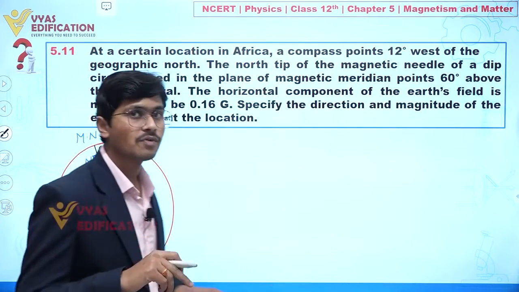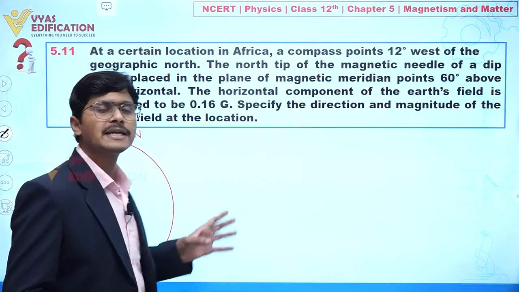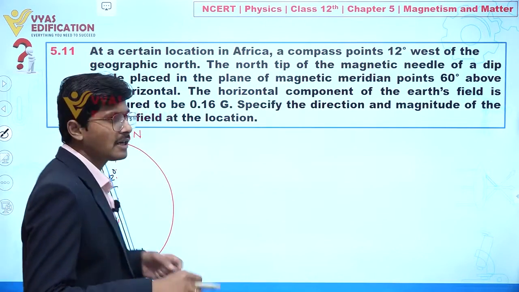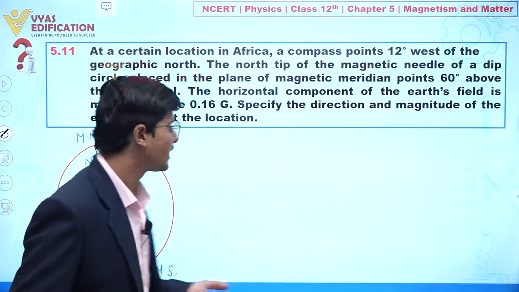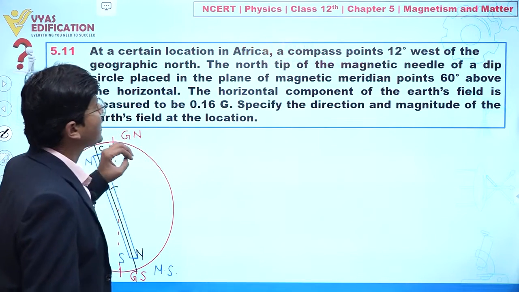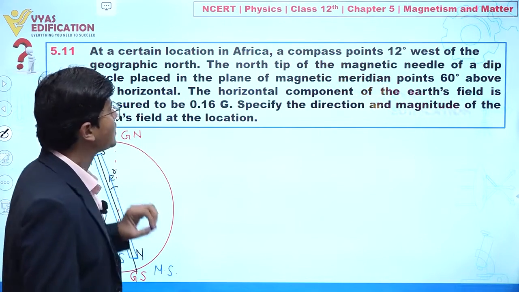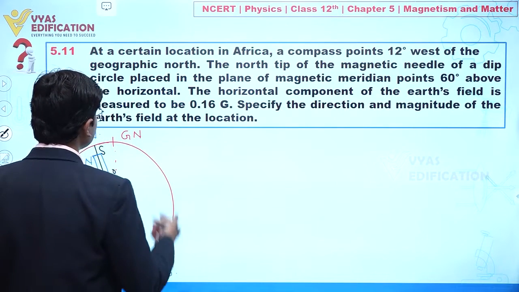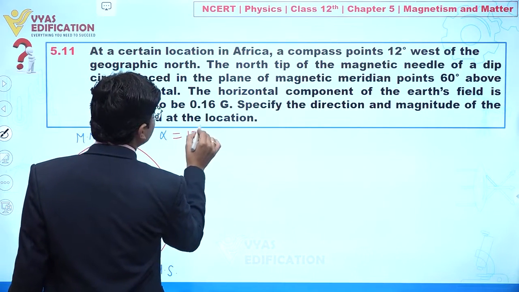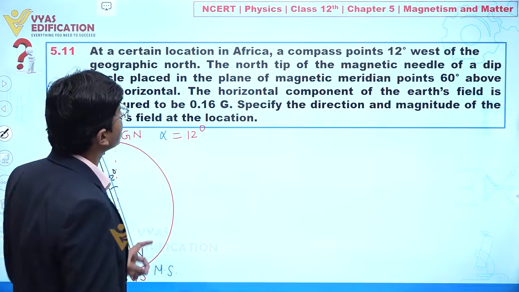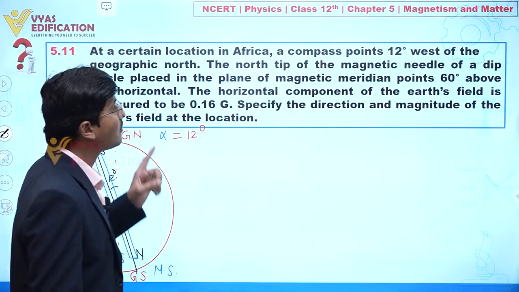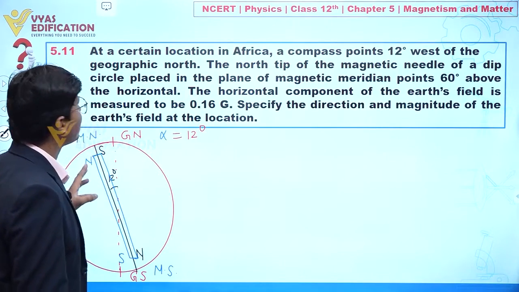Listen carefully. At the center of the earth we are assuming a bar magnet, and we are also hanging a bar magnet by a thread and we are getting this direction. Now in this question the declination angle is given to you, alpha, that is 12 degree. It is also given that the north tip of the magnetic needle of a dip circle placed in the plane of the magnetic meridian points 60 degree above horizontal.